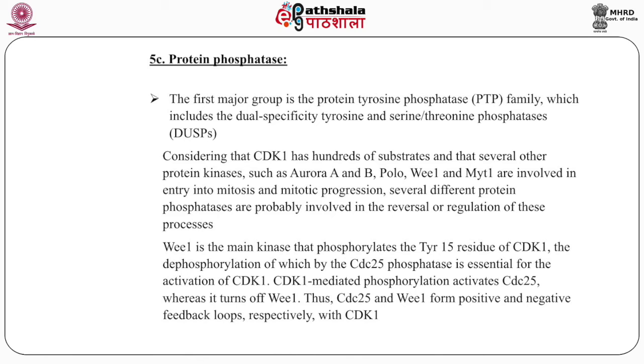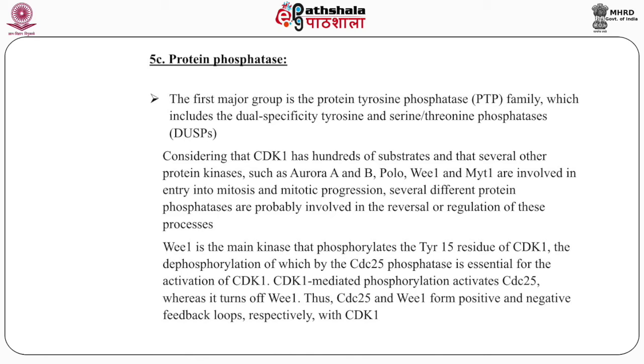The first major group is the protein tyrosine phosphatase PTP family, which includes the dual specificity tyrosine and serine threonine phosphatases like DUSPs. We call them dual phosphatases. Now, considering that CDK1 has hundreds of substrates and that several other protein kinases such as Aurora A, B, Polo and others are involved in entry into mitosis and mitotic progression, several different protein phosphatases are probably involved in the reversal or regulation of these processes.